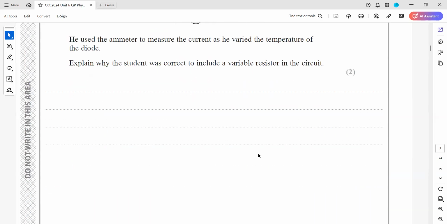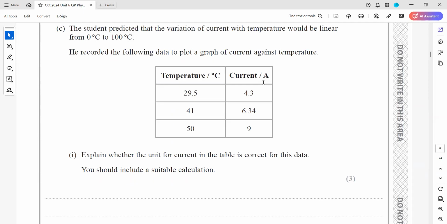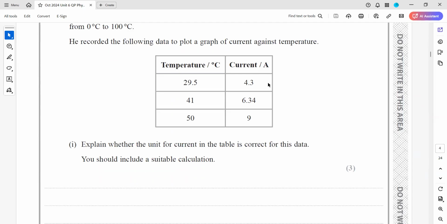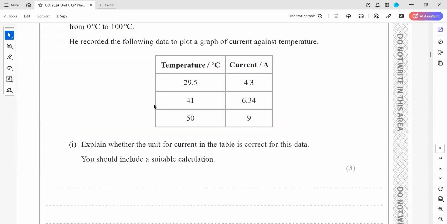Part B. Next we have part C. In part C, the student predicted that the variation of current with temperature would be linear. He recorded the following results and plotted a graph of temperature against current. Explain whether the units of the current in the table are correct for this data.